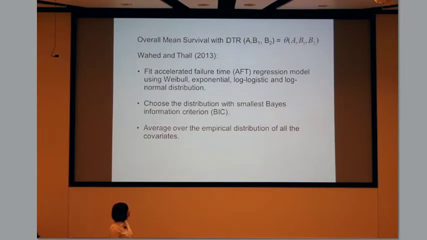And then after they get the regression model for each transition time, they plug in these models into the large G formula and then average over the empirical distribution of all the covariates.